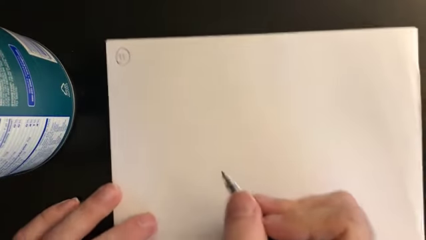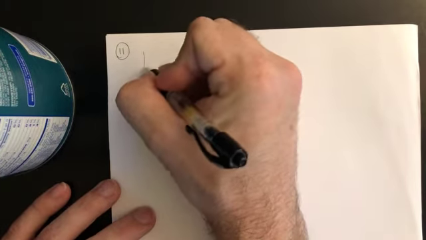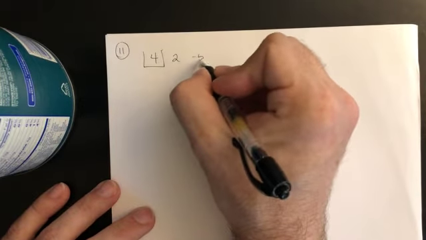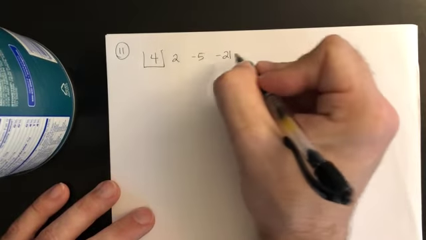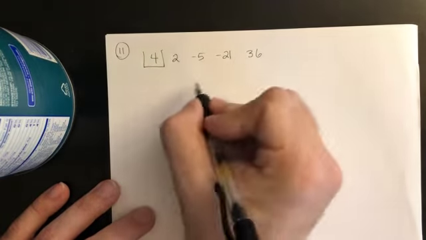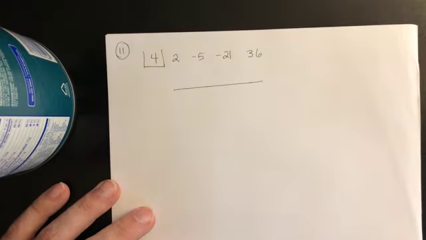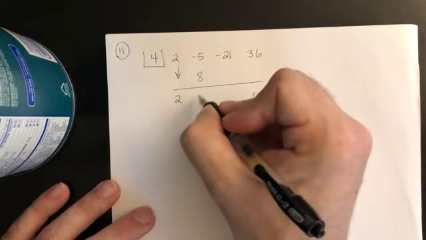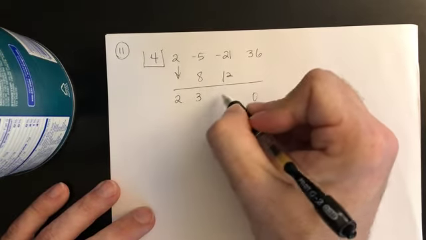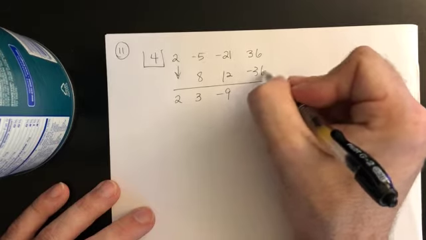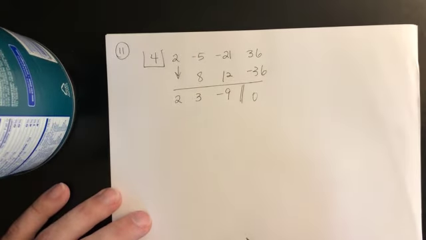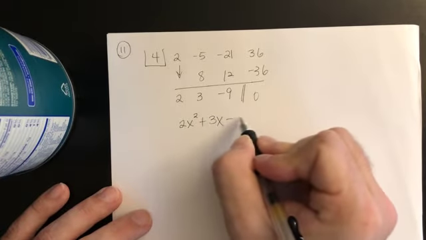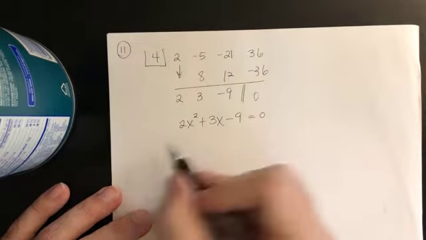Okay. Number 11. So, same deal. 4 goes in the box. 2, -5, -21, and +36 go on the side. And then we do synthetic division. This should be 0. Let's bring down the 2, multiply, combine, multiply, combine, multiply. Hey, we got it. All right, so 2x squared plus 3x minus 9 equal to 0. And we're going to solve this.